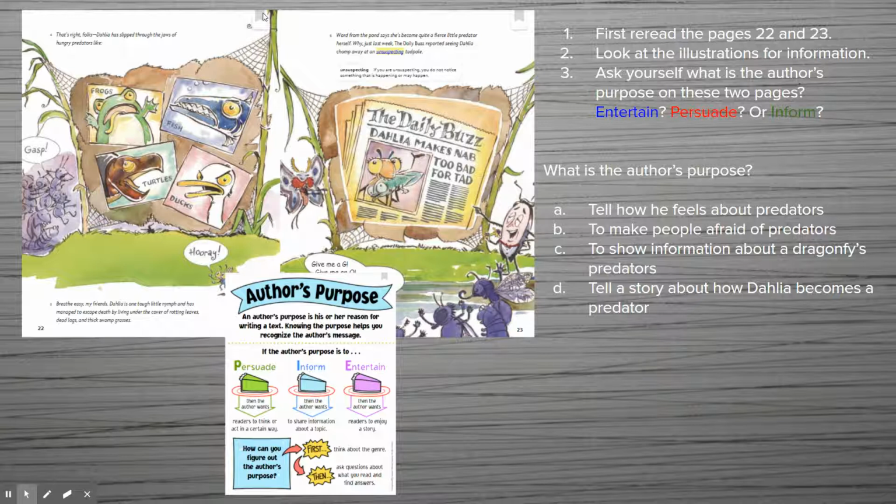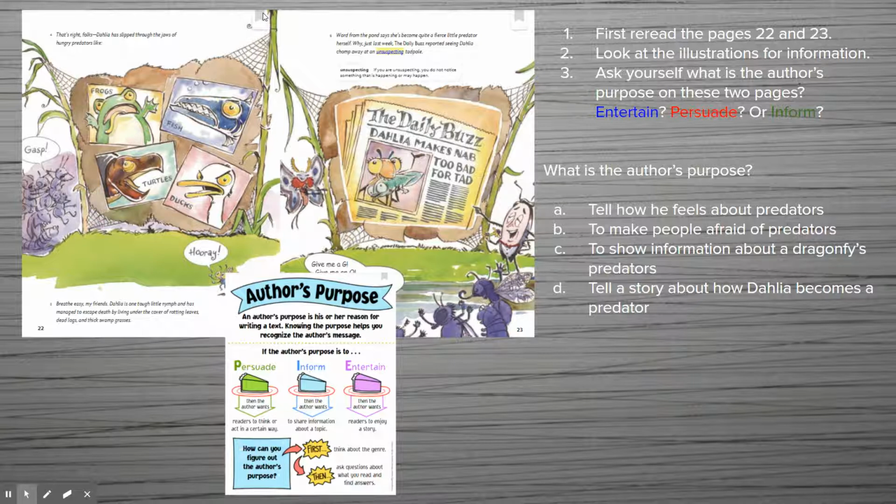So on this one, it looks like a newspaper where it says the Daily Buzz. Delilah makes a nab, too bad for Tad. The bold word, unsuspecting, means if you're unsuspecting, you do not notice something that is happening or may happen. So the tadpole did not know she was coming. So I'm trying to think to myself, what is the author's purpose?